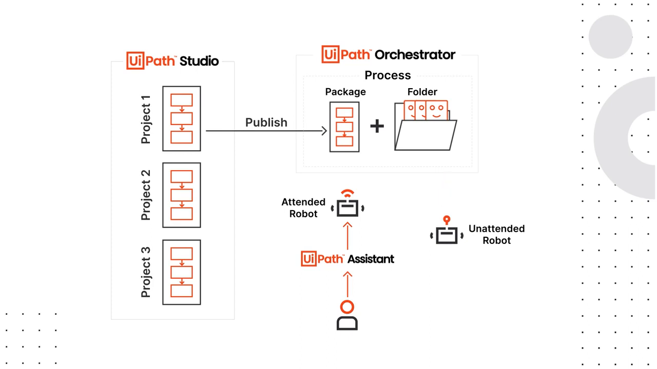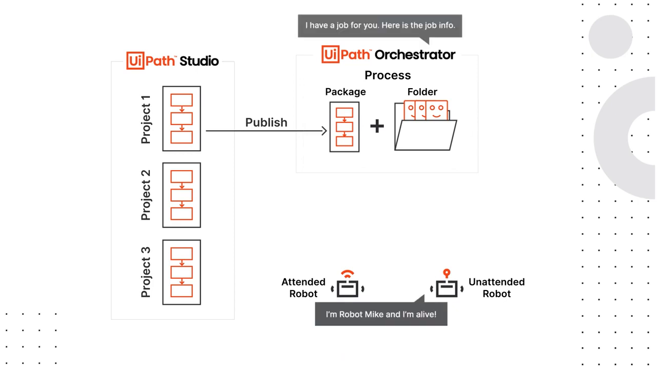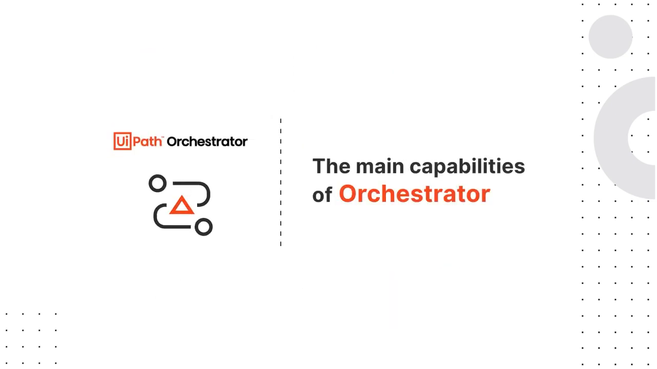In both cases, process execution is done through jobs. More specifically, each execution of a process by a robot is called an individual job, be it attended or unattended. Communication between the robot and Orchestrator is always initiated by the robot. Great! Now moving on to the main capabilities of Orchestrator.